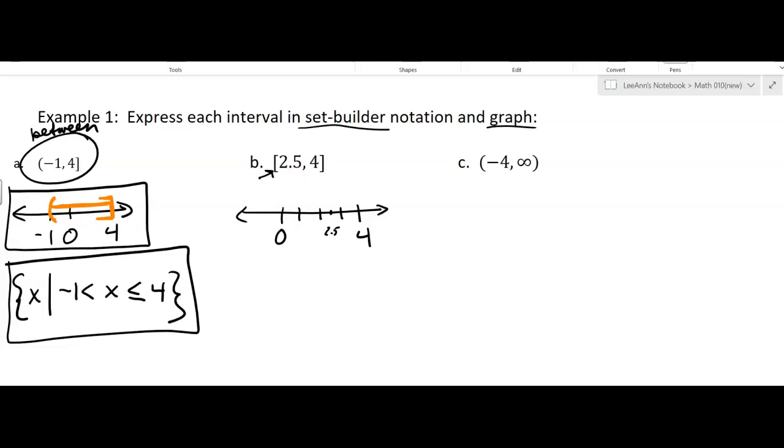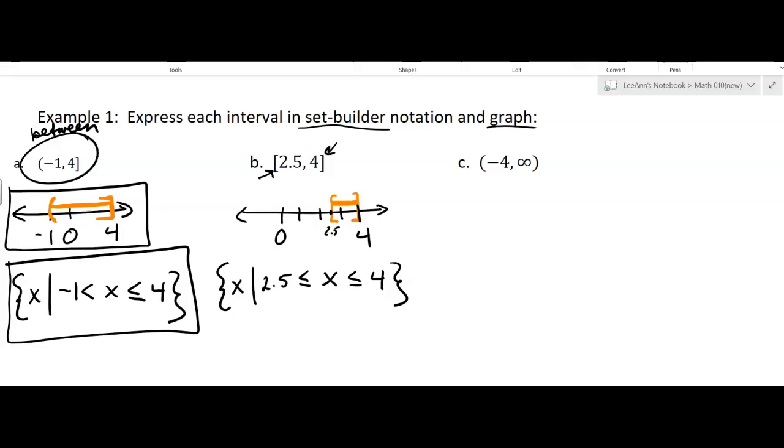And we're including the 2.5, we're including the 4. So when we go to graph it, it's going to be a square bracket on the 2.5, a square bracket on the 4. And again, we're talking about the numbers between 2.5 and 4. How do we write that in set builder notation? It's the set of x such that 2.5 is less than or equal to x, which is less than or equal to 4.